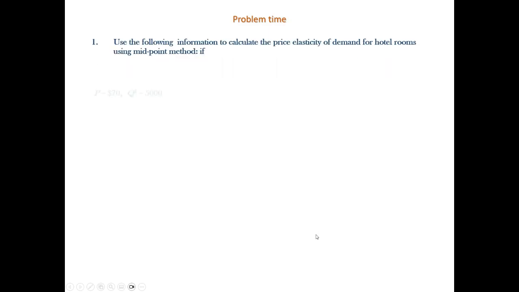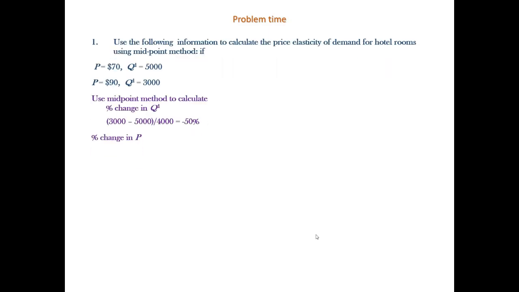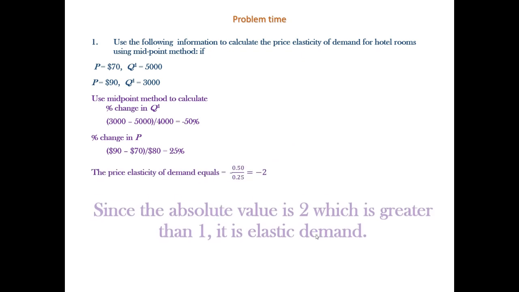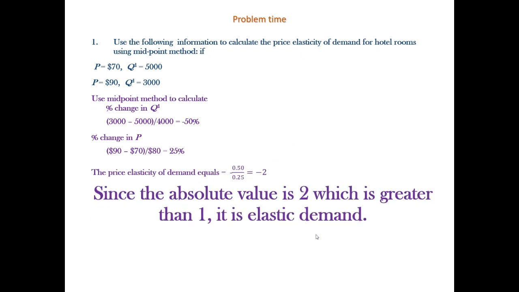So that's the benefit of it. This is a midpoint method example, and the absolute value is 2, which is greater than 1, therefore it's elastic. Does that make sense? Right? So just go through those questions there and see how you get on, okay?